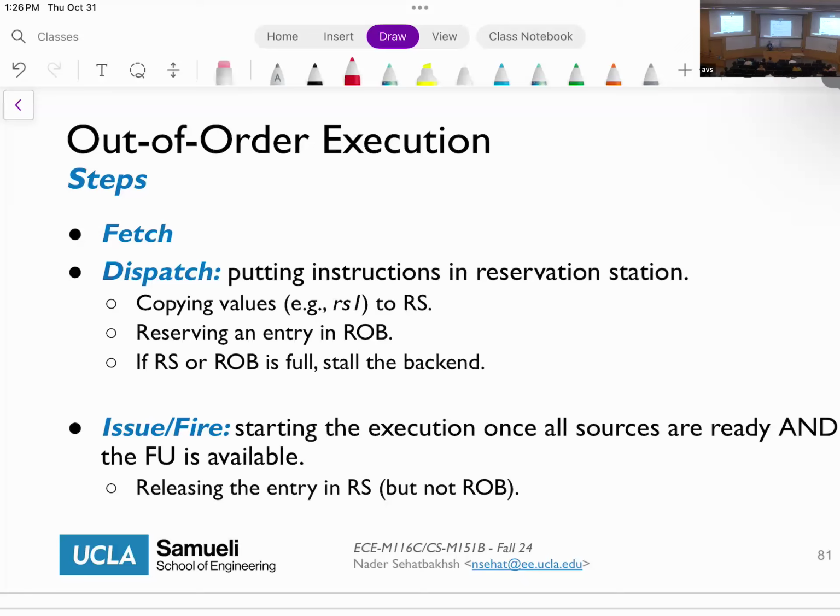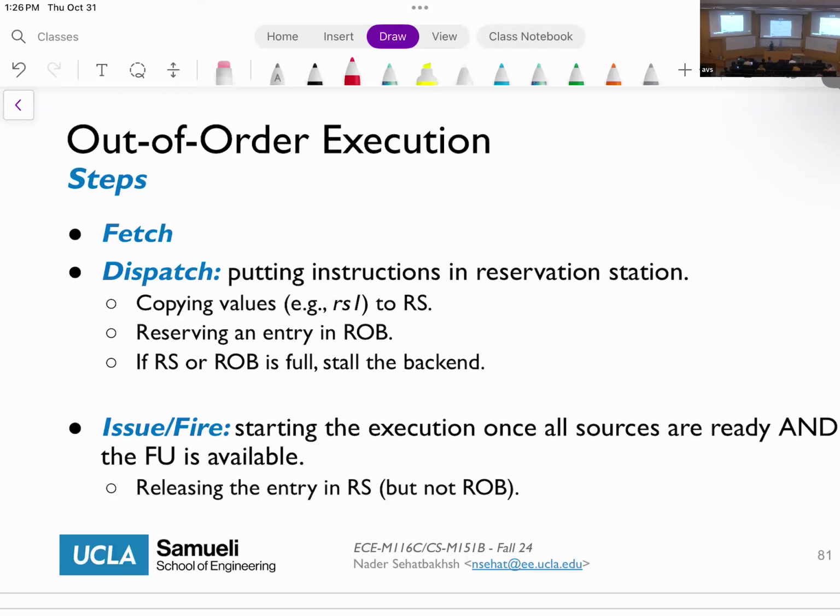So we have our fetch, and remember, in our fetch now, multiple instructions are being fetched at the same time. For example, if you have a 2-issue pipeline, we fetch 2 instructions. If it's 4-issue, we fetch 4. We fetch in order, which means that we fetch PC and PC plus 4 and maybe PC plus 8, and so on and so forth.